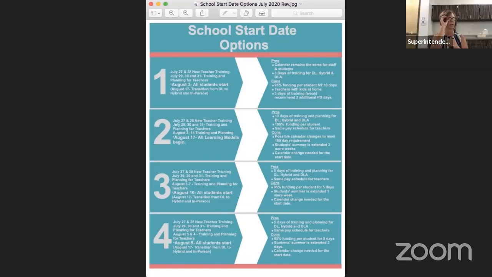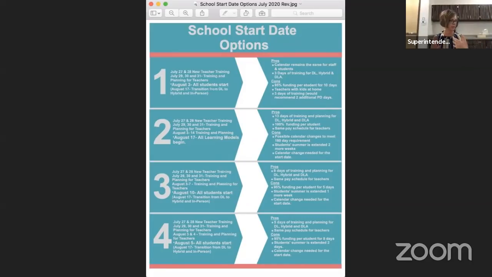So we're not sure. ADE has the option to put forth a waiver based on the last executive order, but we're not really sure where they are on that piece. And then option number 4 is an August 5th start date for all of our students. This option would provide 5 days of training for our staff, same pay schedule for all of our teachers, and the cons would be the 95% funding for that first 8 days, students' summer would extend only 2 days, and a calendar change needed. We'd have to come back to you probably for the calendar change for the start date.